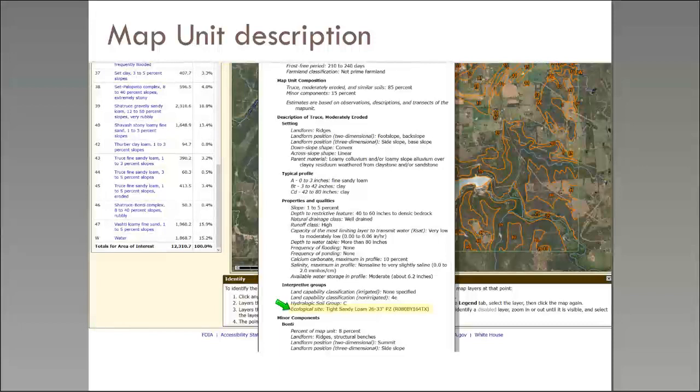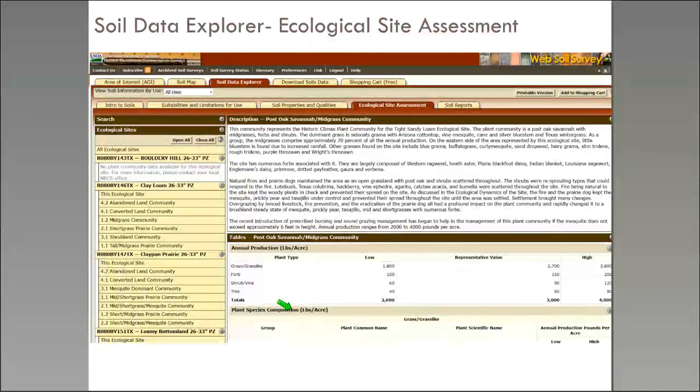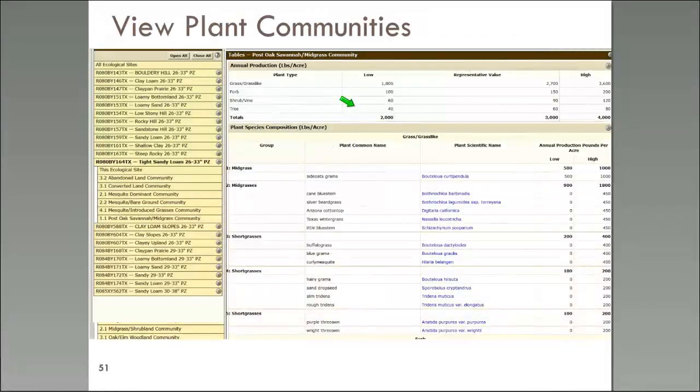Among the things that you will find in the map unit description are the ecological site. And this is really handy for many of you who are especially interested in the kinds of plants that are growing on your site or that historically grew on your piece of property. And this says the ecological site for the Truce fine sandy loam is a tight sandy loam ecological site. So I can dig a little bit further and find out more about this ecological site in Soil Data Explorer, Ecological Site Assessment.